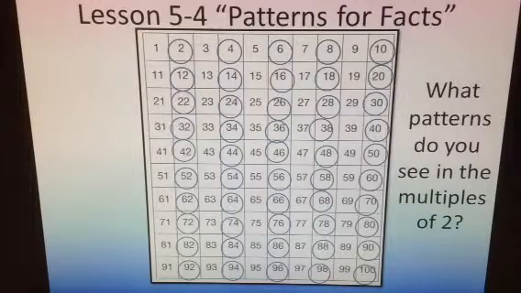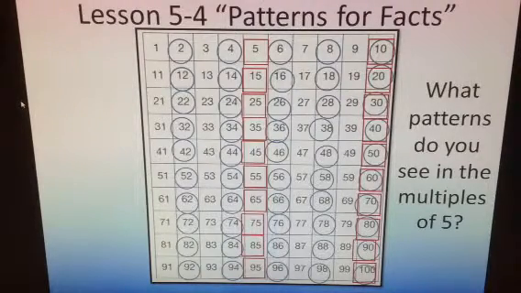What patterns do you see in the multiples of 2? Students pointed out that in one column the ones place is always a 2. Second column, the ones place is a 4. Here the ones place is always a 6. Here it's always an 8. Here it's a 0. They noticed they were even numbers, that every other number was skipped.